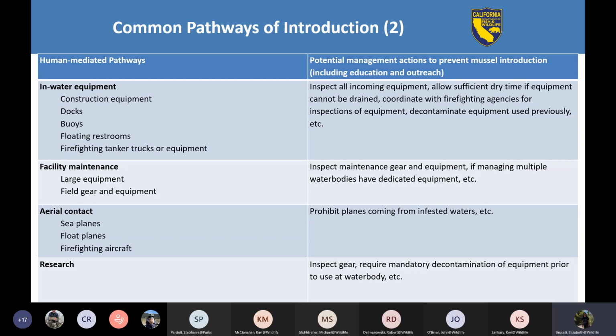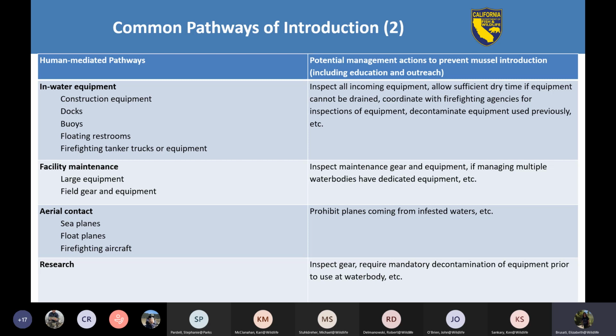Some other common pathways: in-water equipment, we're thinking about things like construction equipment, docks, floating restrooms, firefighting equipment. To mitigate that risk, you could require that all incoming equipment be inspected, maybe require a certain amount of dry time if equipment is something that can't really be drained. Coordinate with firefighting agencies to find out what methods they're using to make sure they aren't spreading mussels. Consider decontamination. If you have facility maintenance with some larger equipment or smaller field gear, again, inspection or decontamination is a possibility.